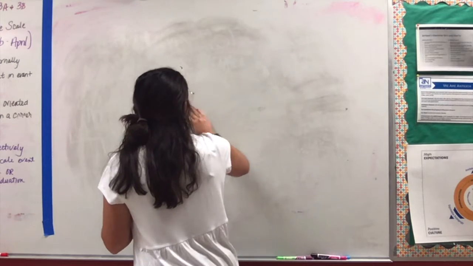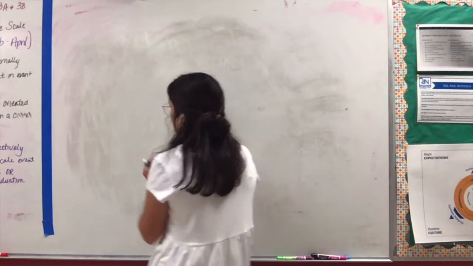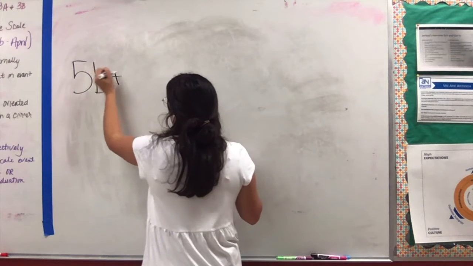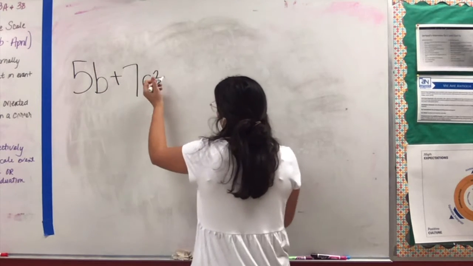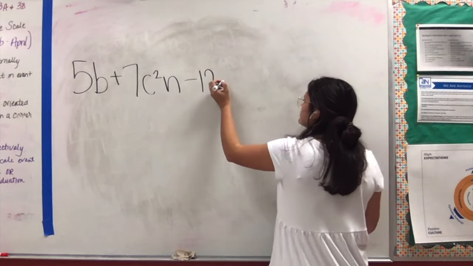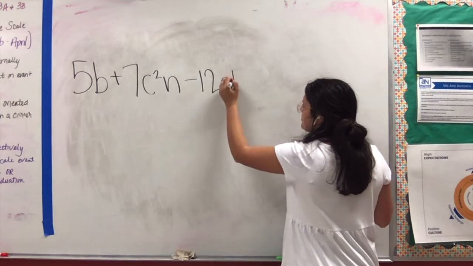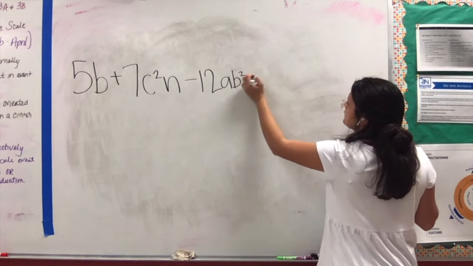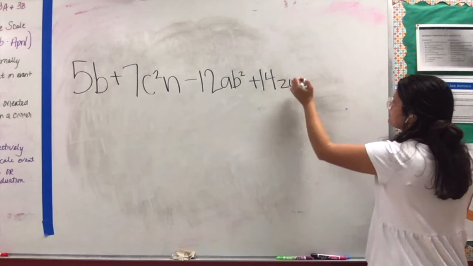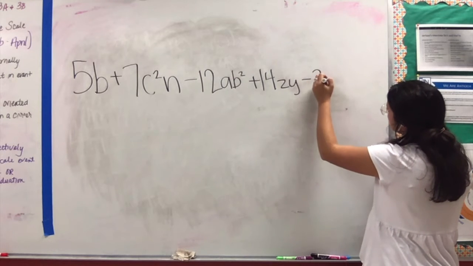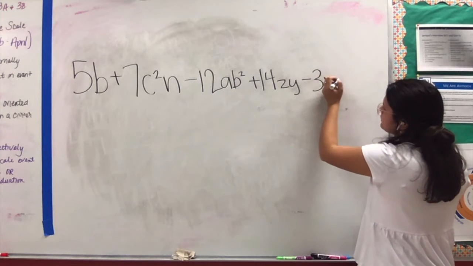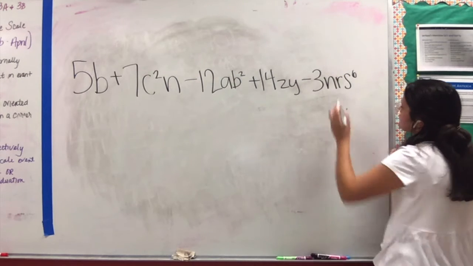Let's do a long one this time. Let's start with 5b plus 7c squared n minus 12ab squared plus 14zy minus 3, let's see, what letter are we missing? M, we'll go with M, nrs to the 6th.